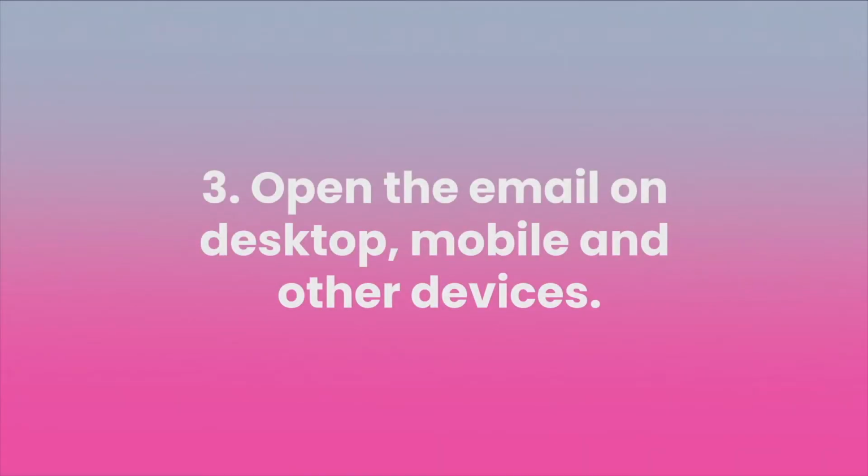And that leads me to number 3, which is click on the email and open it on desktop, mobile, and other devices, and make sure that the messaging is displayed as it should be. Most email subscribers actually check the email on their phone these days, but you will obviously have desktop and tablet users, so you want to make sure that it can be properly viewed on all your devices.